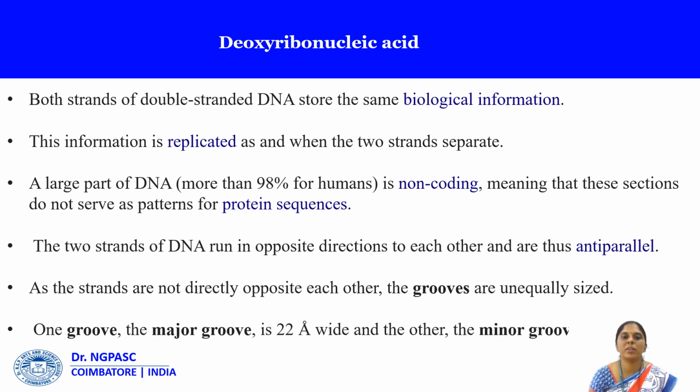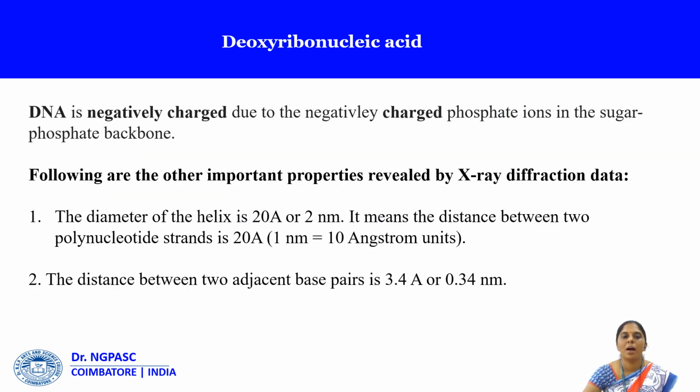The two strands of the DNA run in opposite directions, that is from 5' to 3' and from 3' to 5'. So they are anti-parallel. The grooves are mostly of unequal size: there are two grooves, major and minor. The major groove is about 22 Angstrom and the minor groove is about 12 Angstrom. This DNA is negatively charged due to the phosphate groups in the sugar phosphate backbone.